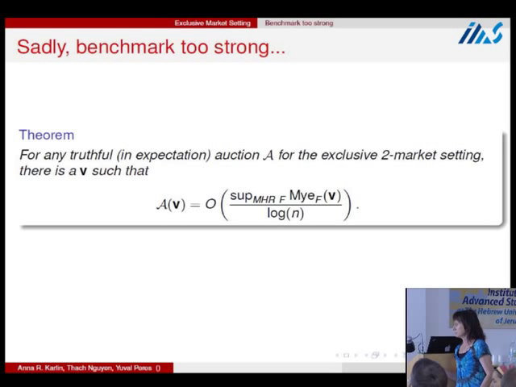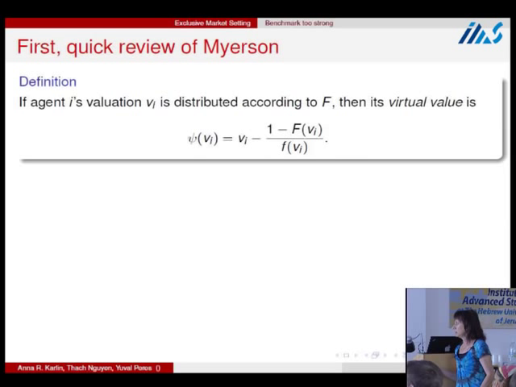I'll say a few words about the proof, but first I have to quickly review Myerson. Because we have to understand what we're competing with, the benchmark.